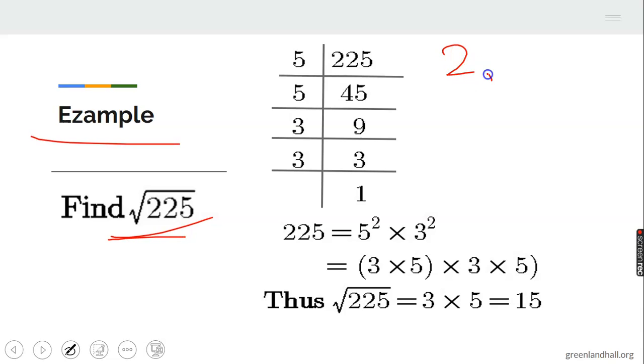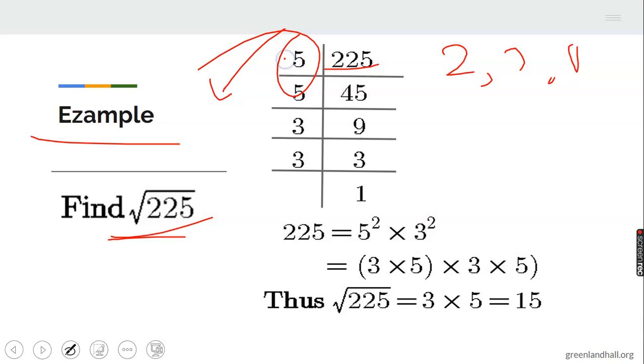Now, using our prime numbers 2, 3, 5, 7. 2 cannot go in 225 without remainder. 3 cannot go in 225 without remainder. 5 can go in 225 without remainder. Now, 2 cannot divide without giving us a remainder. 3 cannot divide 225 without giving us a remainder, but 5 will give us a whole number.